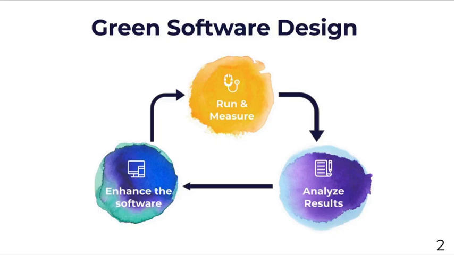A classic cycle of green software design, or any actions that aim at monitoring and reducing the energy consumption of a software, is to prepare the app or a part of it, such as a method or an algorithm, run some experiments to record some metrics such as the execution time or the consumed energy, and then analyze those results and check if they meet our expectations and how they can be improved.